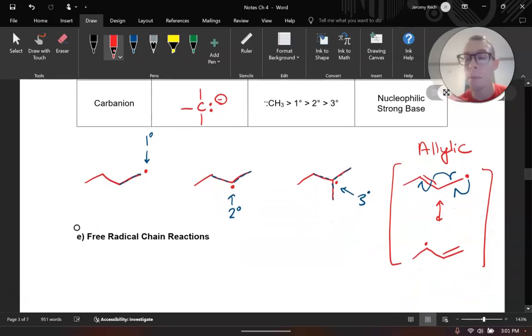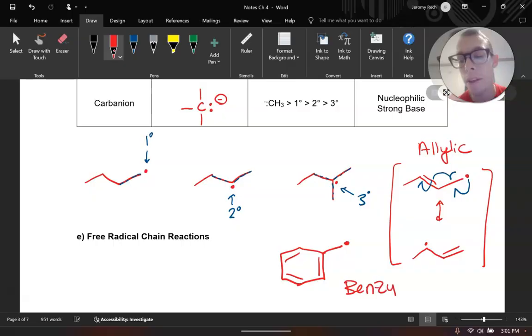There is one other form, and it's known as benzylic. So if you have a benzene ring and then you have a radical on it, that is known as benzylic, and that's going to be even more stable. It's like an allylic where you can do resonance, but here you can actually resonate around the entire benzene ring, so you can draw even more resonance structures associated with it.